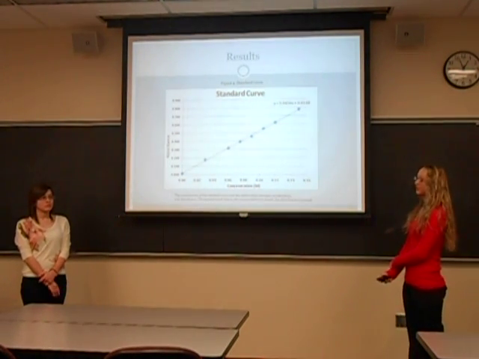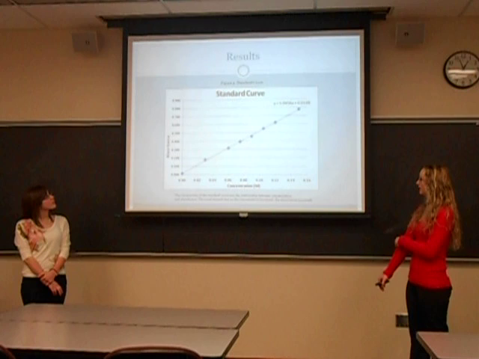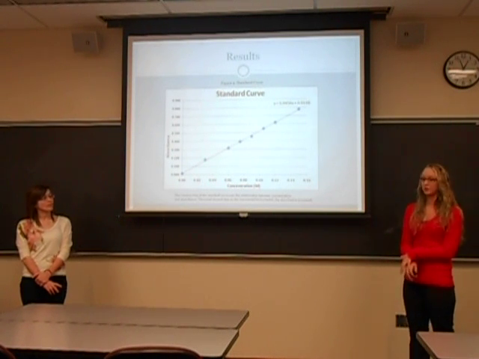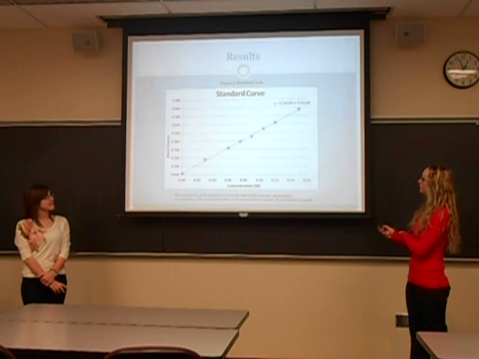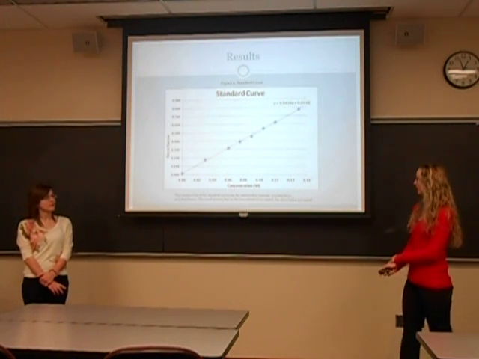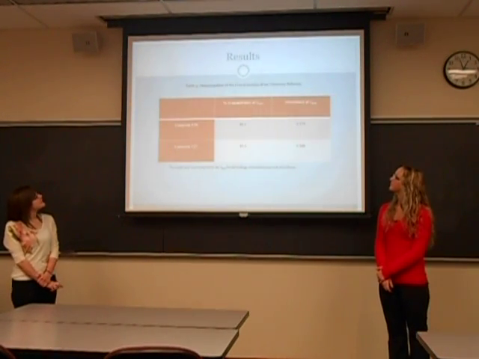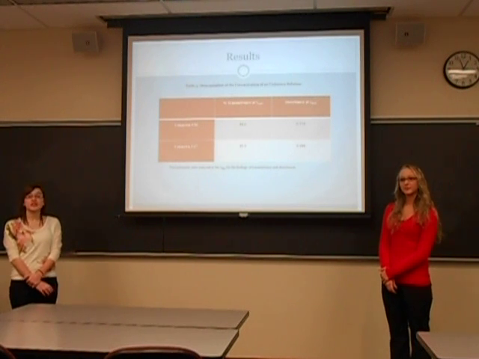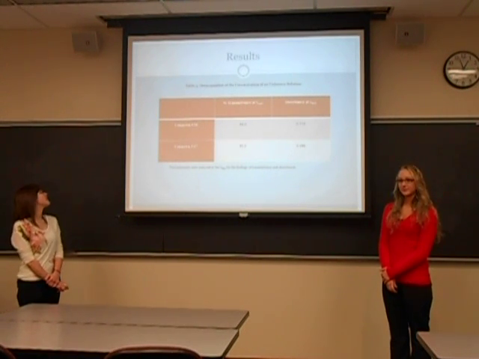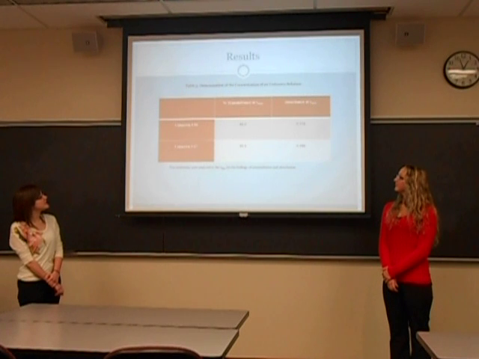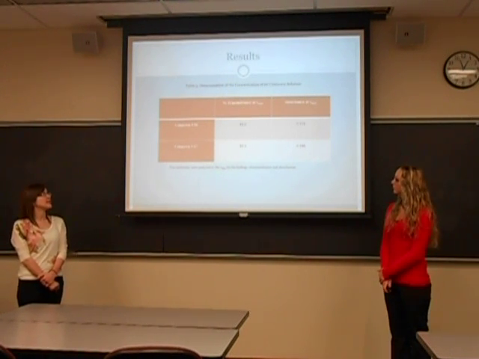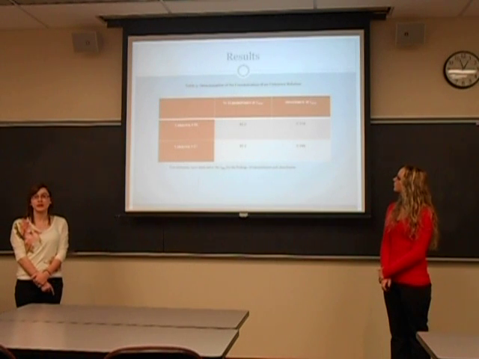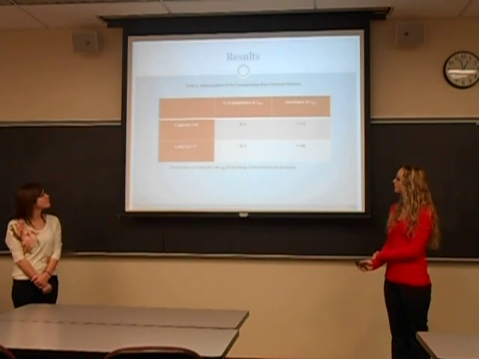The construction of the standard curve was the relationship between concentration and absorbance. And as you can see, as concentration increased, so did absorbance. And this is a linear relationship. And this is the determination of the concentration of unknown solutions, and we had number 56 and number 57. And this is the percent transmittance and absorbance, and as the percent T increases, the absorbance decreases.